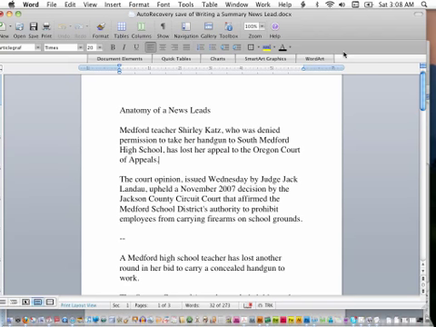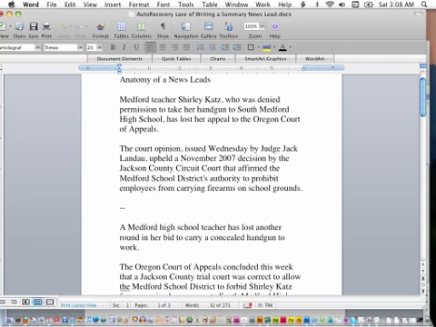The court opinion issued Wednesday by Judge Jack Landau upheld a November 2007 decision by the Jackson County Circuit Court that affirmed the Medford School District's authority to prohibit employees from carrying firearms on school grounds. Nothing fancy, nothing embellished, there's no flourishes or ruffles on this stuff. It's just straight up facts. This is what it is. So let's see how another lead was handled.